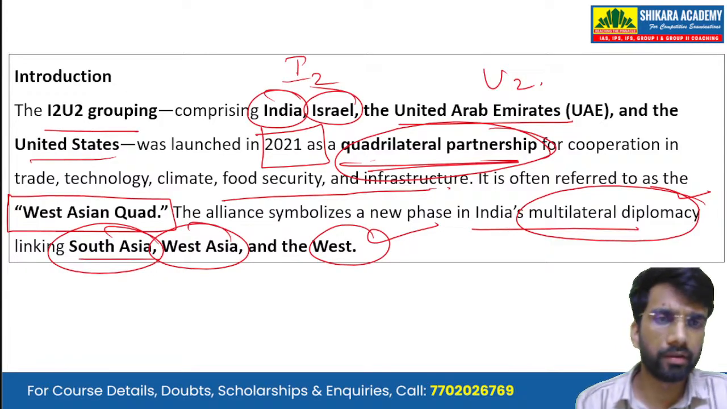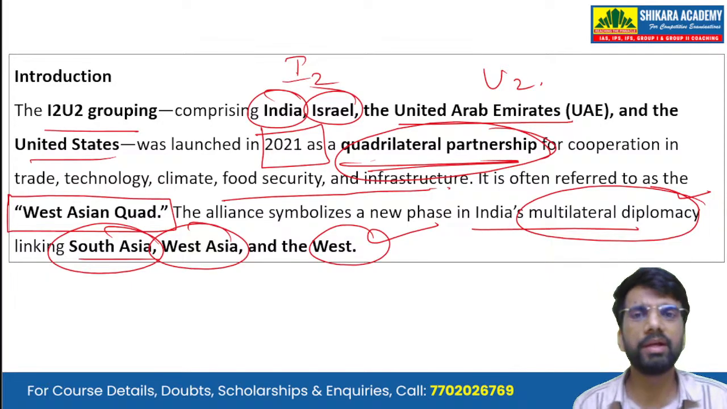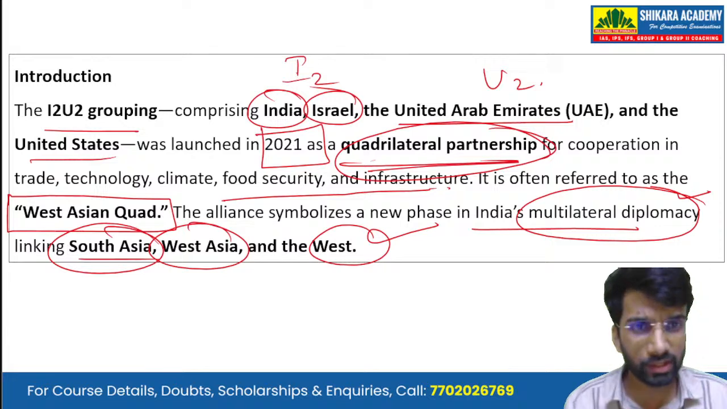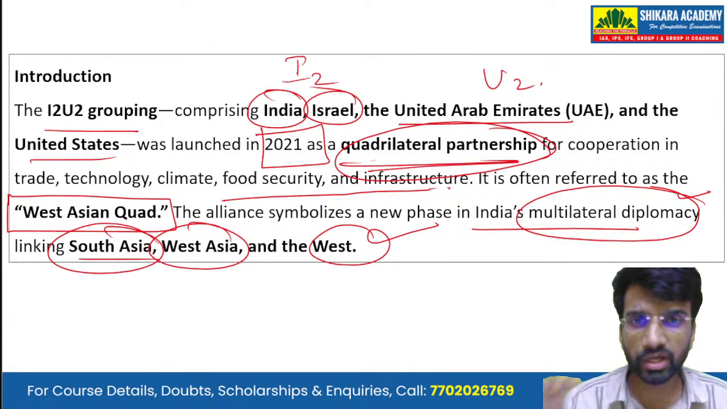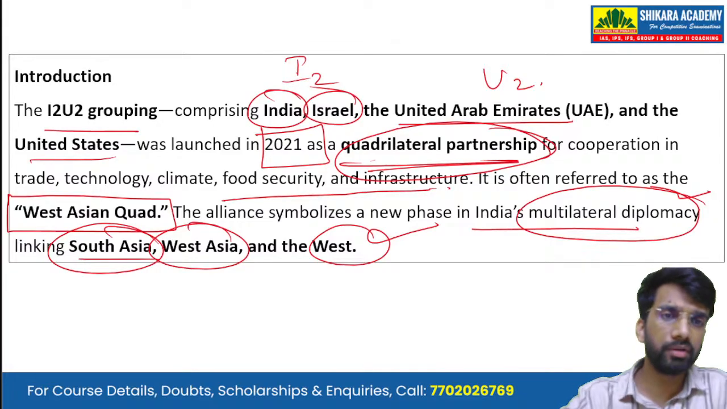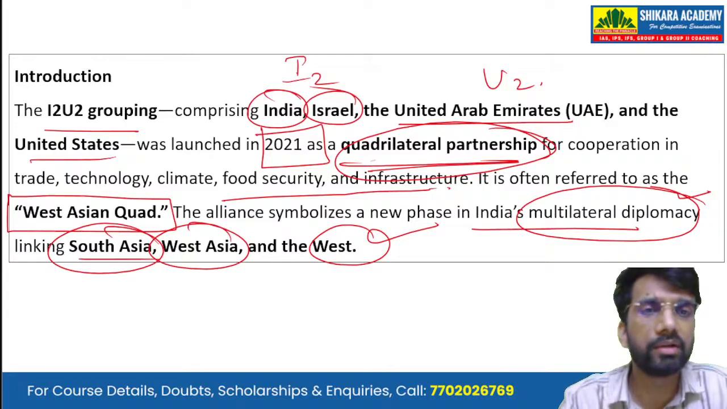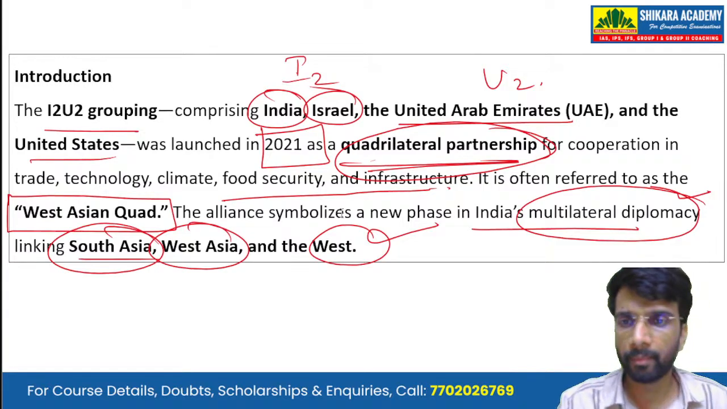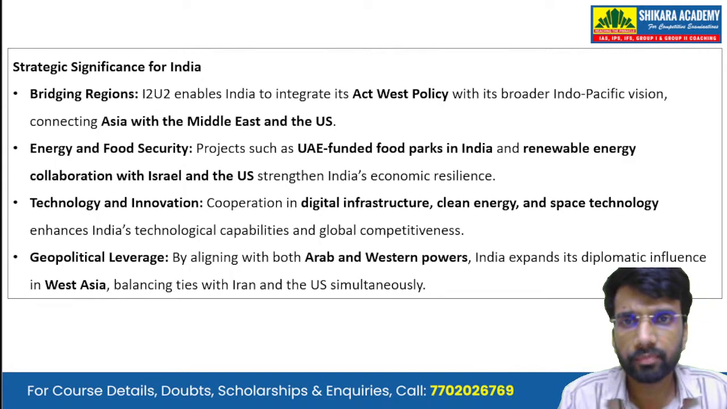So this is a grouping. We can't say it is a regional grouping. It's a multilateral diplomacy platform, which links South Asia because India is in South Asia, West Asia because Israel and UAE are in West Asia, and the West because the Western world is US dominated. So this is a multilateral diplomacy platform.